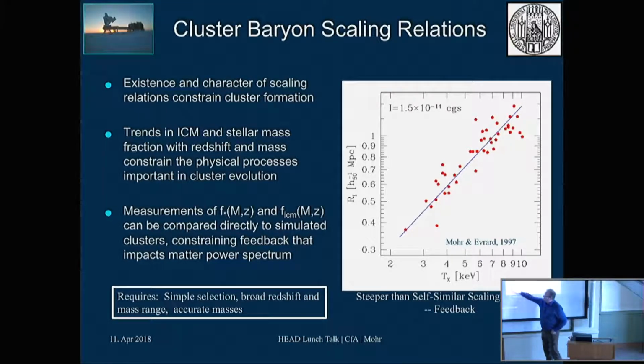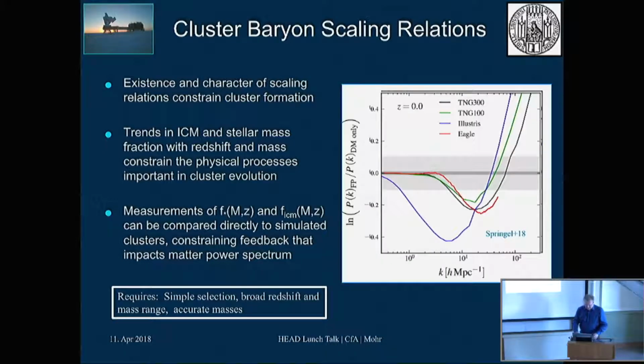Ultimately, measurements of the stellar mass fraction and the ICM mass fraction can be compared to simulated clusters containing feedback. If we can match the simulations to the observations, we can then use those same simulations to understand how the feedback is affecting the matter power spectrum, which is crucial for future cosmic shear experiments, among other reasons. So we really want to have a simple selection, broad redshift range and mass range, and accurate masses. And we think we have that with SPT.